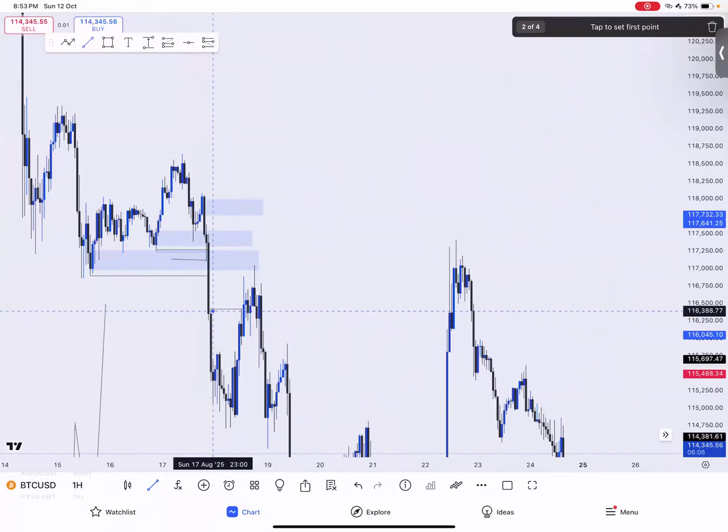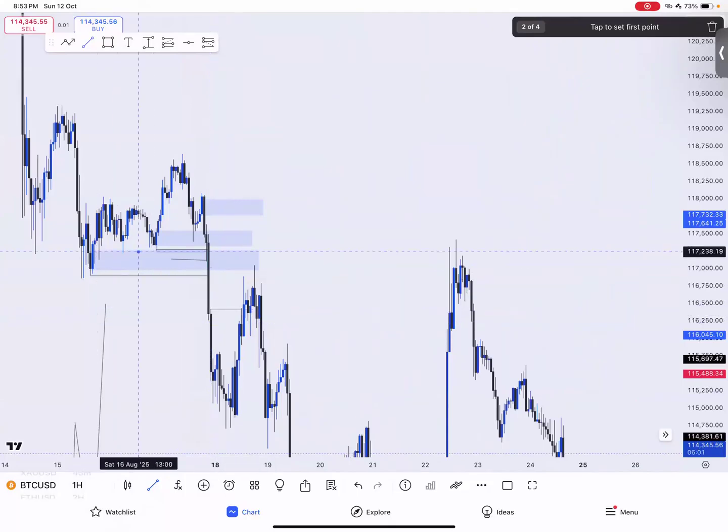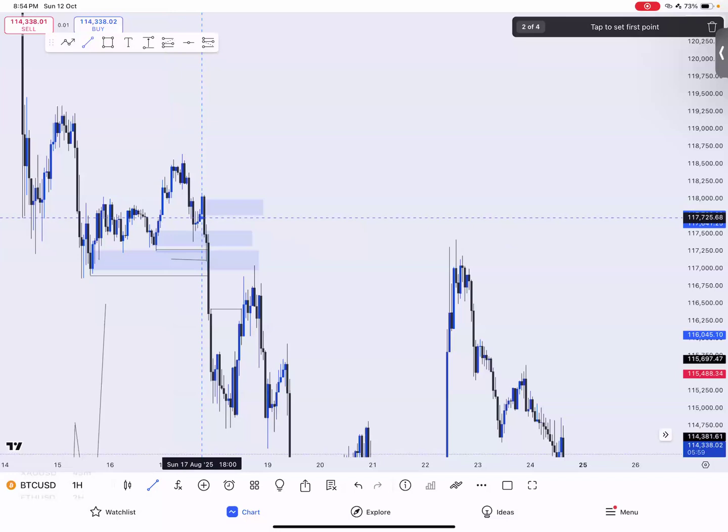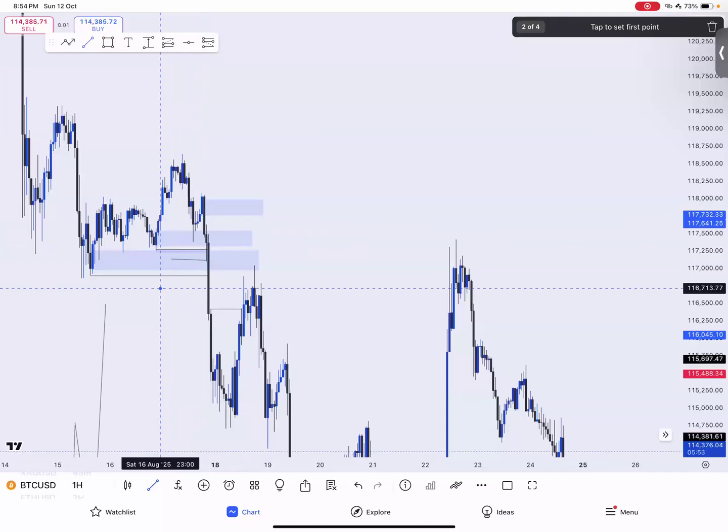Gave us an inducement. We got the second rule in picking a point of interest. The points of interest here, price did not touch any of them during the process of creating inducements. We have the third rule. Then the final rule says, pick the point of interest closest to where your inducement is. And where's my inducement? Right here.